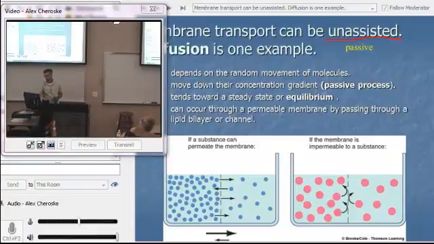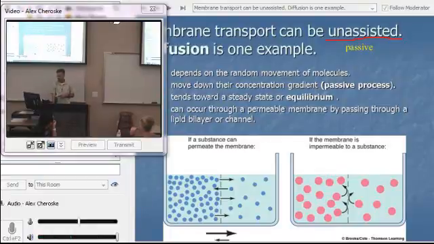The other category of transport is whether, when we get across the membrane, that particular ion or molecule needs assistance. Does it need to go through a channel or something like that? Or can it just slip right through the plasma membrane with no problem whatsoever? Okay? So our first type of membrane transport that we are looking at is called diffusion.